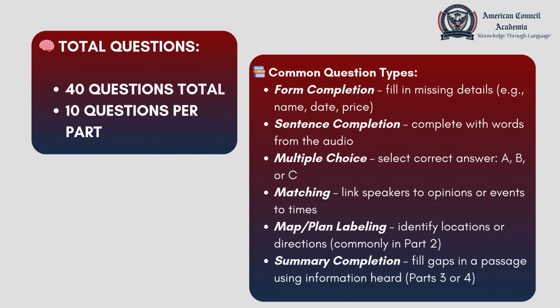There are 40 questions in total, 10 in each part, and they cover a range of question types. These include form completion, like filling in booking details. Sentence completion, finish the sentence with what you heard. Multiple choice, choose the correct letter A, B, or C. Matching, match speakers to opinions or dates to events. Map or plan labeling, especially in Part 2. Summary completion, often in Parts 3 or 4.